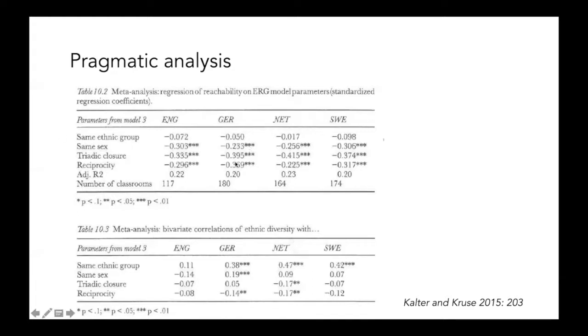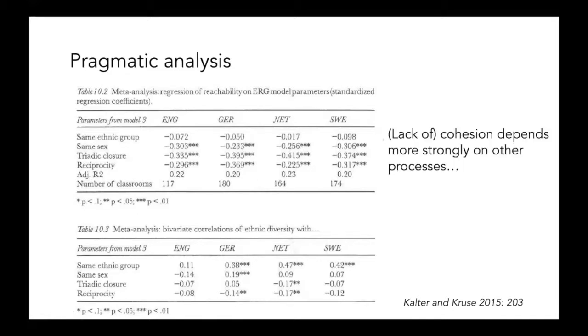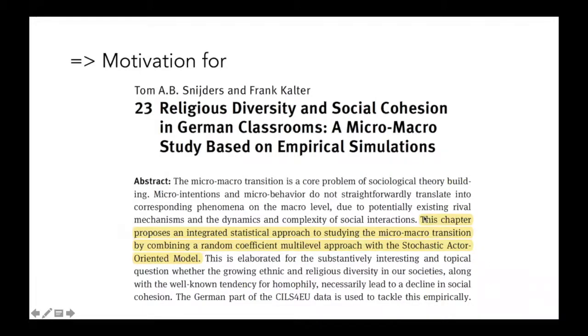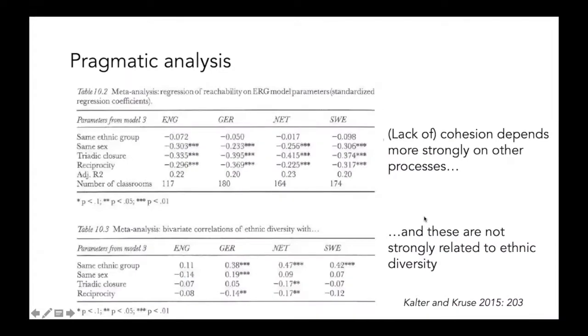The tendency to make triad closure, that means if you have a friend of a friend, that it's very likely that you also choose him as a friend. This very fact and this balancing mechanism, this general social mechanism, affects social cohesion, but social cohesion is not affected by ethnic preferences or ethnic homophily. So we said, okay, there are things that are important for social cohesion or for a lack of social cohesion, but these are not very strongly related to ethnic diversity.